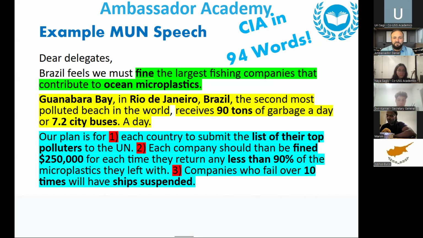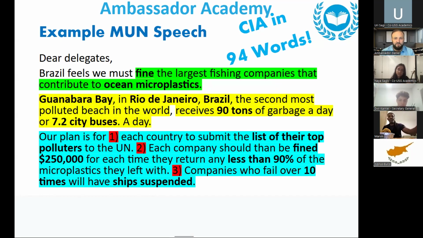So Brazil wants to fine the largest companies that contribute to microplastics. Microplastics, they kill fish, they ruin the environment, and they come from being dumped in the water. So this is the clash. Do we know what giving a fine is? Yes. Requiring money for doing something wrong. Who? The largest fishing companies. And what are they doing? Contributing to microplastics. Where are they?